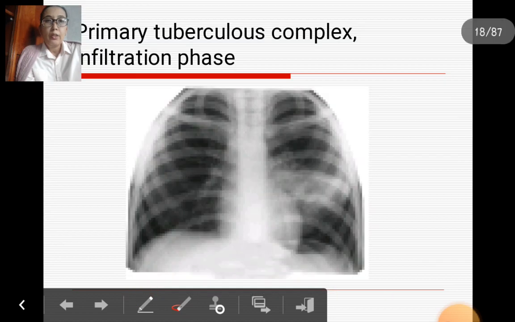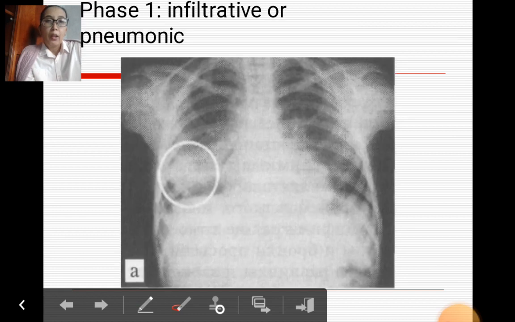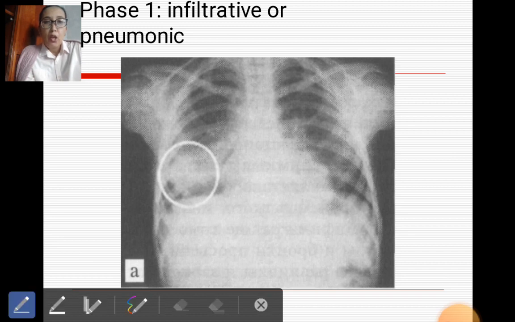In our next slide, you can also see the primary tuberculosis complex and triangle-like shadow in the lungs. In the slide also you can see the infiltrative or pneumonic phase of primary tuberculosis complex. Always you can see the triangle type of primary tuberculosis complex shadow.